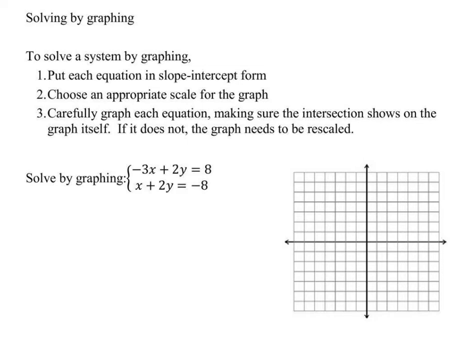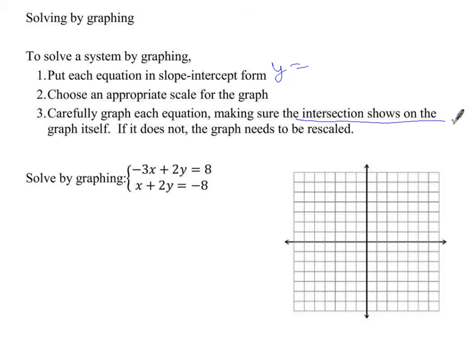To solve a system by graphing, you have 3 steps. First of all, put each equation in slope-intercept form, so you're going to see y equals form. Choose an appropriate scale for the graph. With experience, you'll figure that out, but you might have to go by 2s or something like that, okay? It's not like scatter plots where everything's got to take up the entire grid. You just got to have the intersection on the graph.